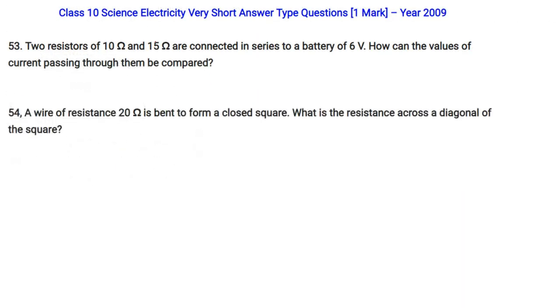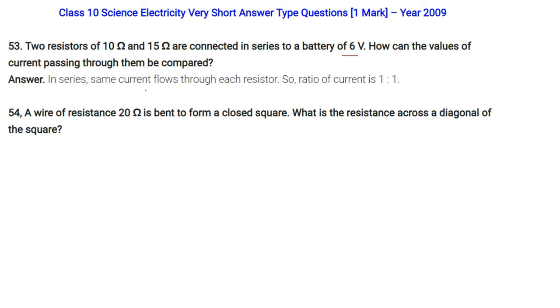Two resistors 10 ohm and 15 ohm are connected in series to a battery of 6 volt. How can the value of current passing through them be compared? So in series, the same current flows through each resistor, the ratio will be 1:1. Again let me tell you, there are two resistors connected in series. In series the current always passes in the same way through any resistor. So it is 1:1. Here also the same current, here also the same current.